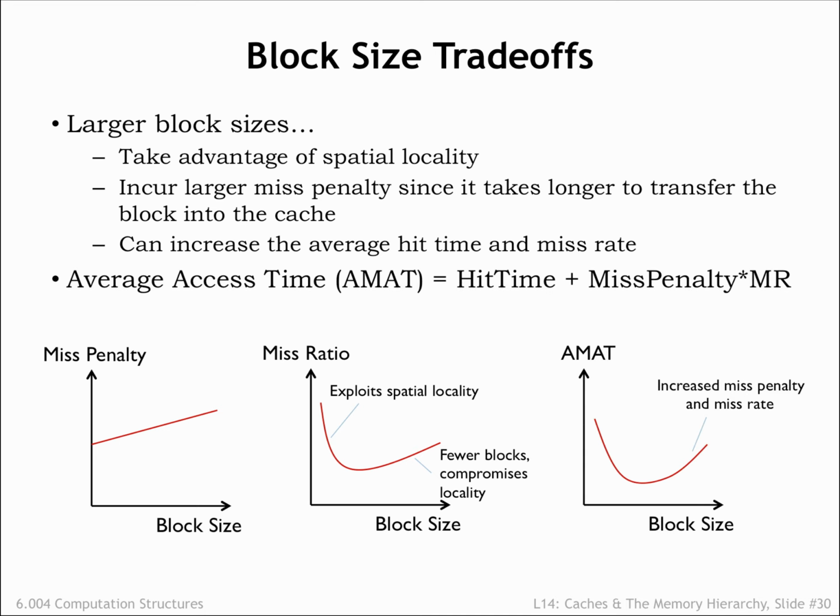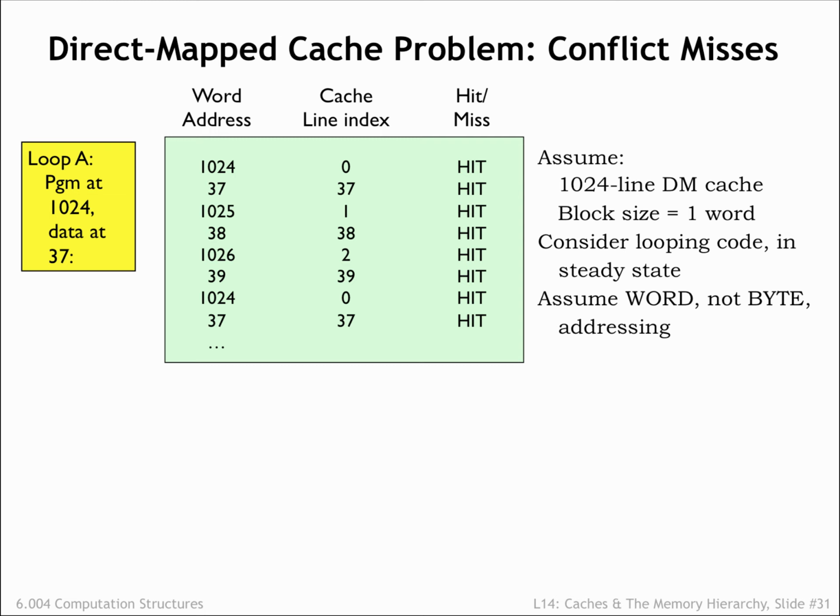Combining the information in these two graphs, we can use the formula for average memory access time to choose the block size that gives us the best possible average memory access time. In modern processors, a common block size is 64 bytes, or 16 words. Direct map caches do have an Achilles heel.